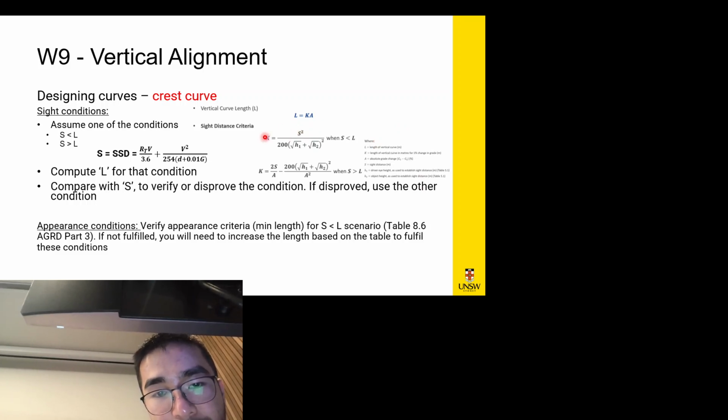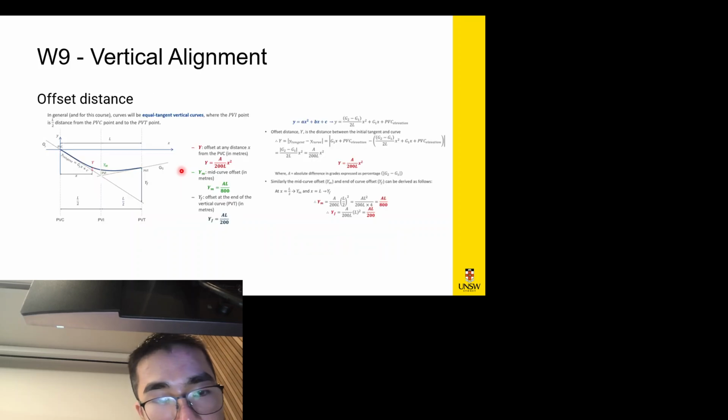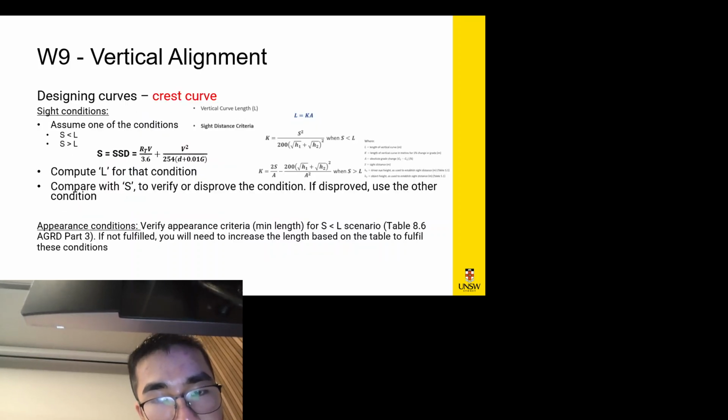From the table, you substitute this K value here, times that by A. And A is the absolute grade change, so the difference of the two different grades. So you have grade 1 here, grade 2. What's the absolute difference? That's in absolute values. And then you multiply them together and you find what L is.